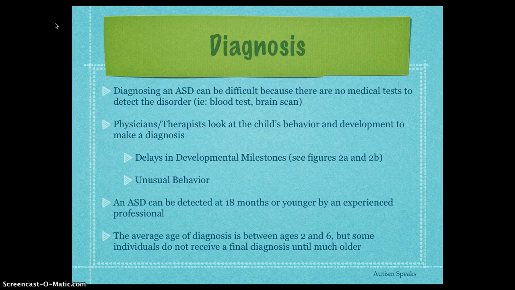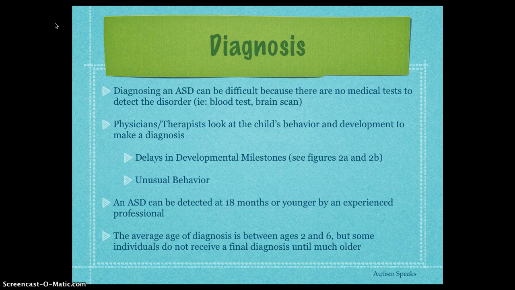There's not a blood test or a brain scan as of yet that can tell us conclusively whether a student or child has autism. Really, it's left up to trained physicians or therapists that can look at a child's behavior and development and make a diagnosis. They will do that by looking at delays in developmental milestones, which we'll talk about shortly, and unusual behavior, things that just seem off, that are not what a typically developing student or child would be doing.